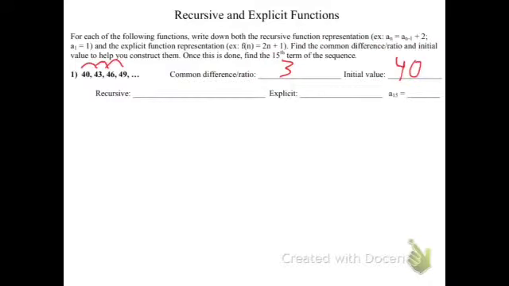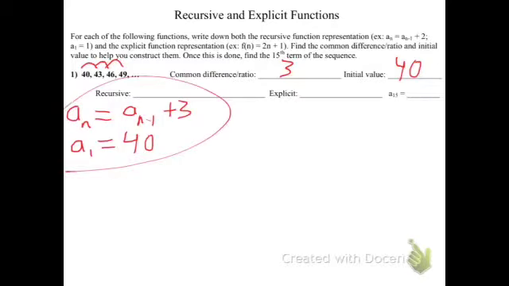Okay, and we're using these two pieces to write our functions. And we're writing the two different types of functions. There's recursive, that starts with a sub n equals. Well, this pattern is adding 3 each time. So it takes the previous term and it adds 3. So any term in the sequence is equal to the previous term plus 3. And that's what the pattern is. When you're writing your recursive, you also need to write down what the starting value is, because this pattern doesn't tell you where to start. You could have started at 1 or 12 and still add 3 each time. But this one started at 40, so you have to put a sub 1, which means the first term, equals 40. And that's our recursive function.